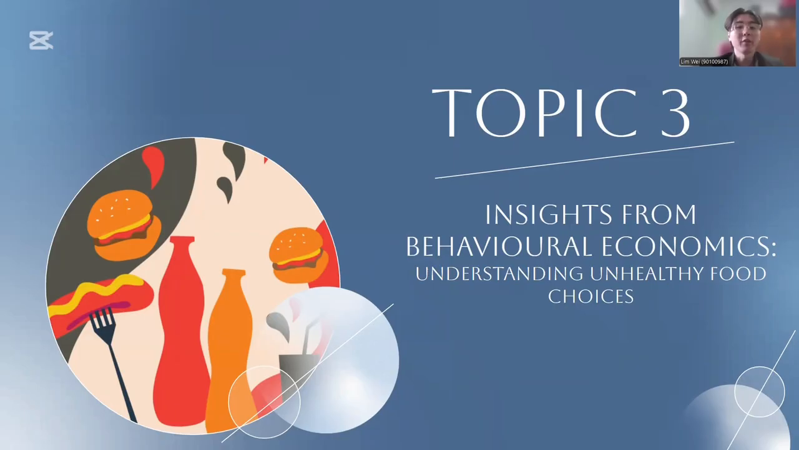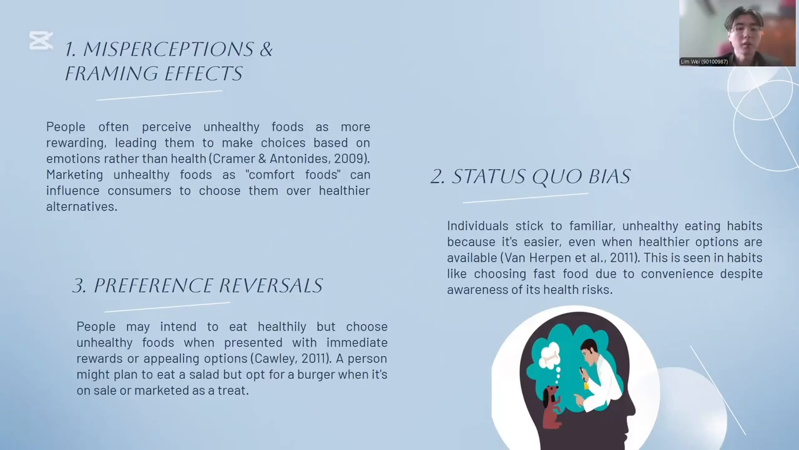Moving to the consumer level, why do people often choose unhealthy food even when they want to eat healthier? First, framing effects: unhealthy foods are often marketed as indulgent or comforting, influencing our perception of value. Status quo bias: people tend to stick with what's familiar and convenient even if it's unhealthy. As for preference reversal, we might plan to eat healthily, but in the moment, the more tempting options often win.